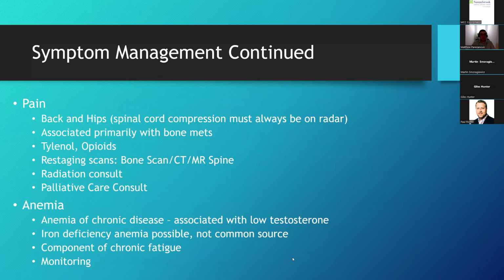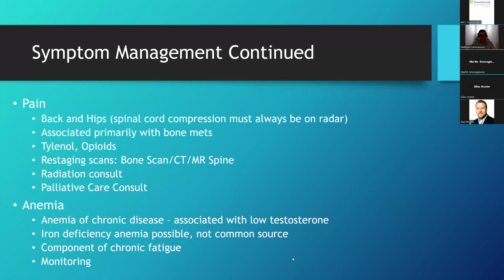Pain, especially to the back and hips. Spinal cord compression is always on my radar in these men. The pain is primarily associated with bone metastases. We can use Tylenol and opioids or a combination of the two. We order restaging scans to evaluate for radiation consults, and also work closely with palliative care consultation to help manage these men going forward.